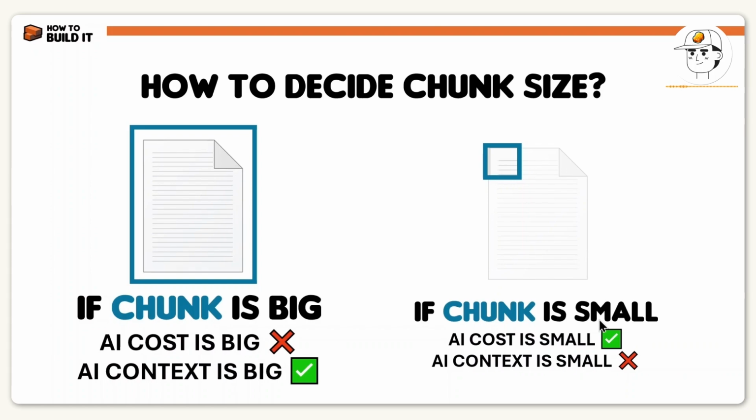And then if the chunk is small, then the reverse is true, where the cost you can keep small, but the context is also small. So deciding the chunk size really is just a matter of testing. Usually somewhere in the middle is what's best.